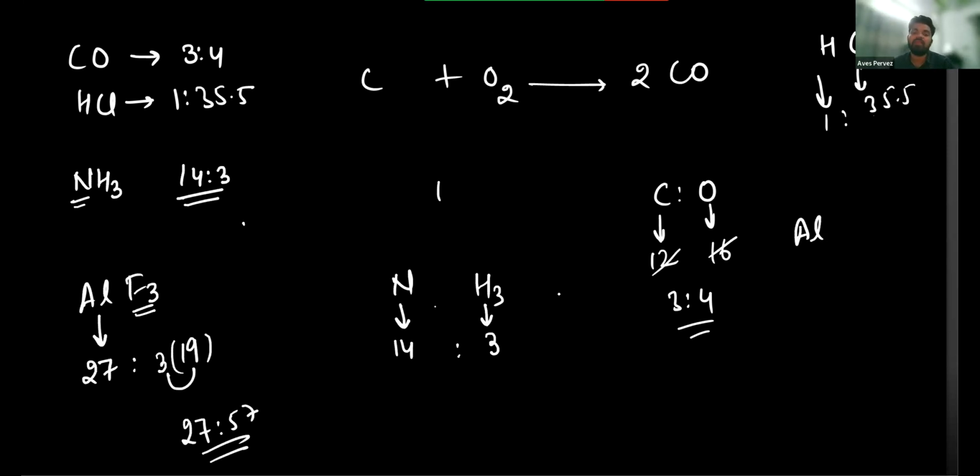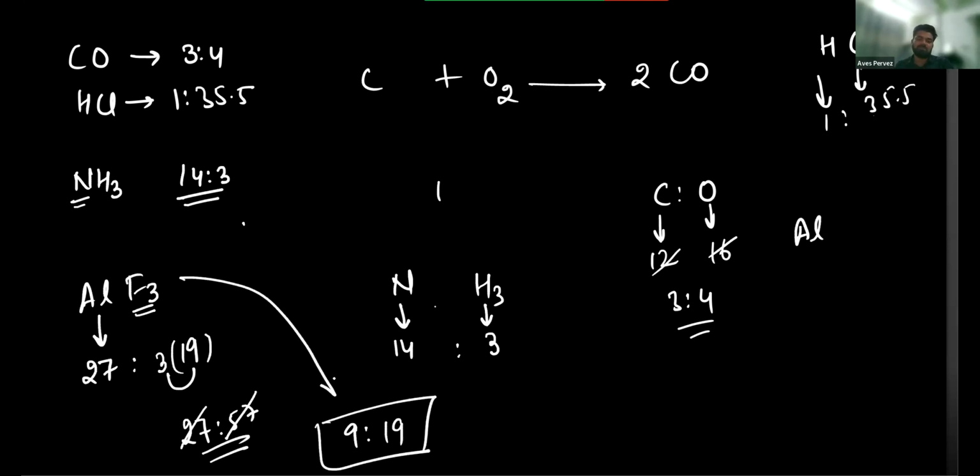In AlF3. So in carbon monoxide, we have ratio 3:4. In HCl, we have 1:35.5. In ammonia, we have 14:3. In aluminium fluoride, aluminium mass is 27, and that of 3 fluorine atoms will be 57. Do they have a common number from which they can cut? Yes, they can cut by 3. You will get 9:19. Okay. Understood? So the simplest ratio will be 9:19. Okay, you got it? Everybody understood? Yes, sir.